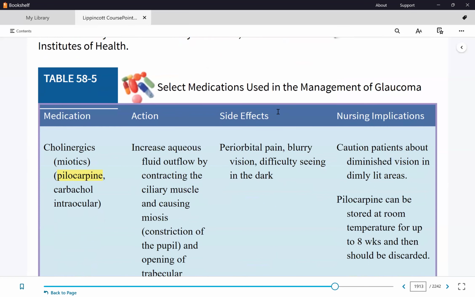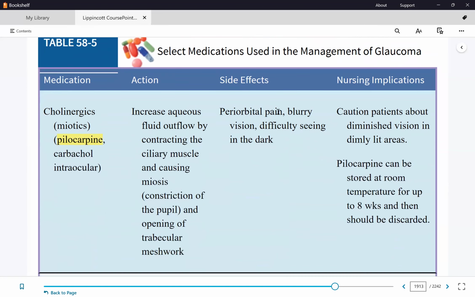All right, let's go to the painful part now. Medications. Table 58-5. So the ones, like I said, as usual from last week, under seizures. Everything I highlight is on the exam. Now, these patients will be on multiple. Most glaucoma patients will be on 2 or more eye drops.